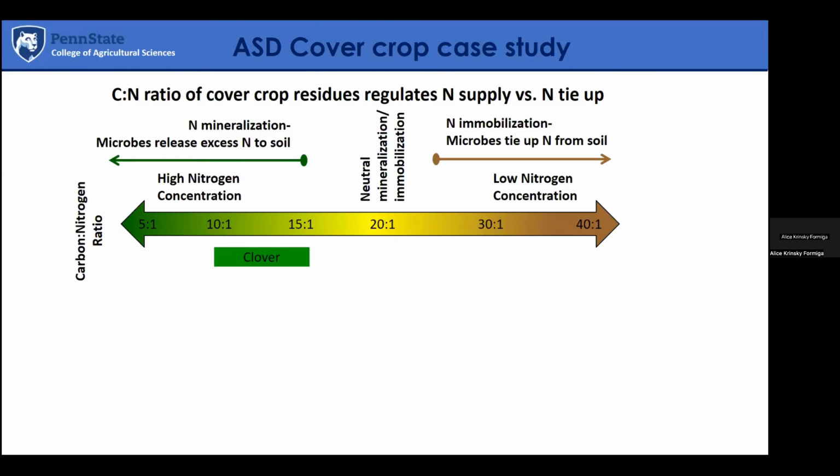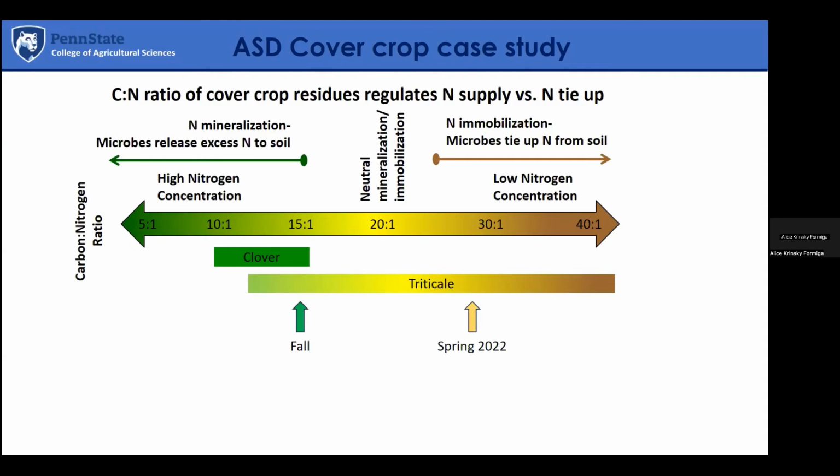So our clovers tend to fall on the low end, usually in a fairly narrow range from about 10 to 15:1. Whereas triticale has a much wider range of possible C to N ratios. So we measured it in the fall, and it was about 15:1, similar to the clover. By the spring in 2022, it was up to about 28. The clover triticale mix usually has an intermediate value in terms of C to N ratio. So the first year of the experiment, it fell right at that neutral level at about 20:1.